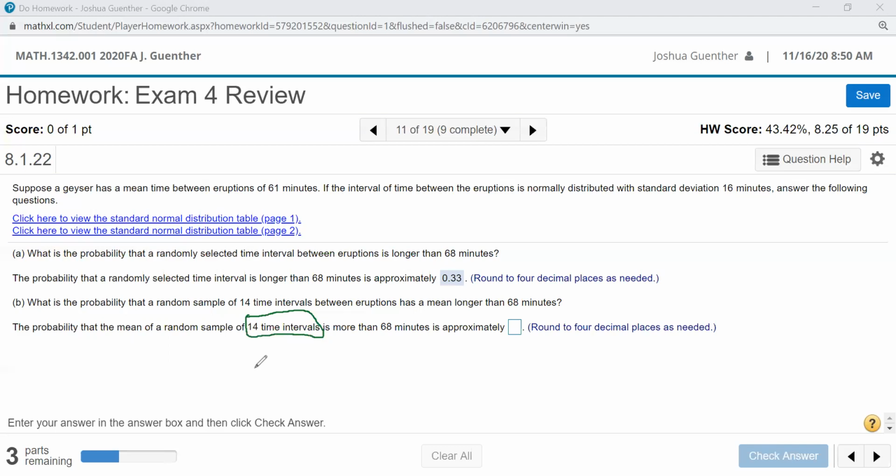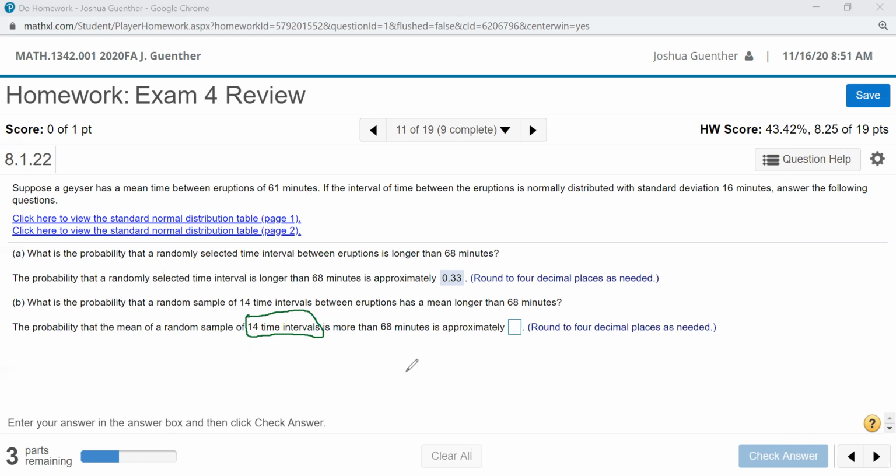The average of the sample, as you take more and more sample values, you're going to get some high-end ones, but you're also going to get some low-end ones that kind of help average it out to something. So it's going to be harder and harder for you to get 68 minutes on average. Any one value is not so hard to get, but an average of 14 to come out to 68 when the average should be 61, that's going to be a lot harder to do.